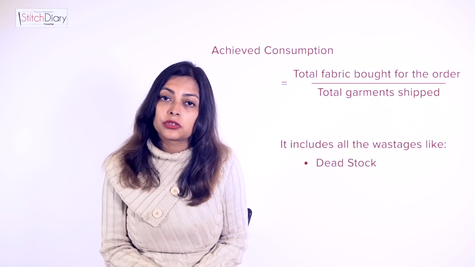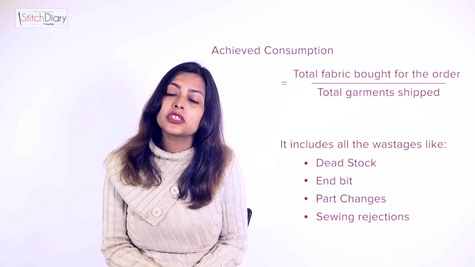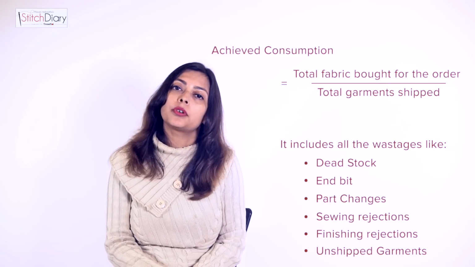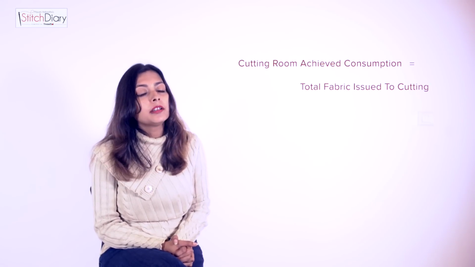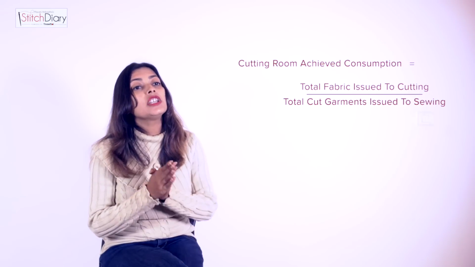For example, dead stock, end bits, part changes, sewing rejections, finishing rejections and all unshipped garments are included in the production process loss. However, if we want to understand achieved consumption at the end of the cutting process, then the formula should be fabric issued to cutting divided by total pieces cut in the order which were finally issued to the sewing department. Let us take a simple example to understand this.